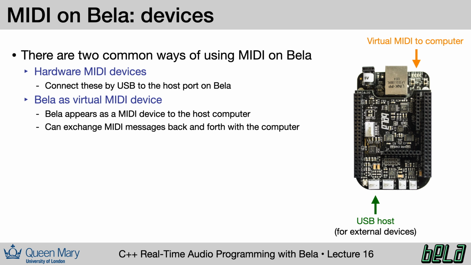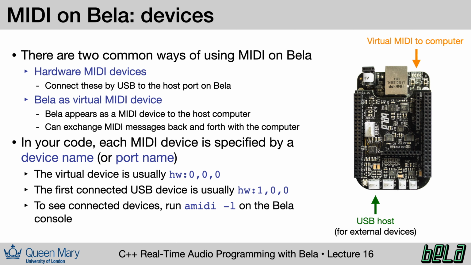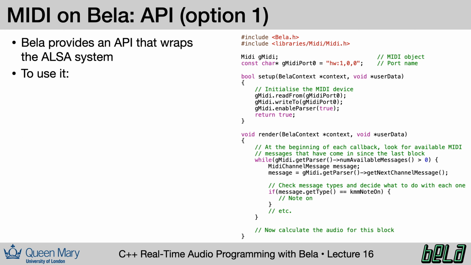For this lecture, there are two sources of MIDI data that you might use. One would be a physical MIDI controller plugged into the Bela board, probably by its USB host port. The other would be a virtual MIDI interface where MIDI messages are sent from the computer to Bela over the USB port. You can choose which one of these you use based on the string you pass in Bela's setup function, as we'll see in a moment. In the last lecture, we talked about how to find which devices are connected to your board.